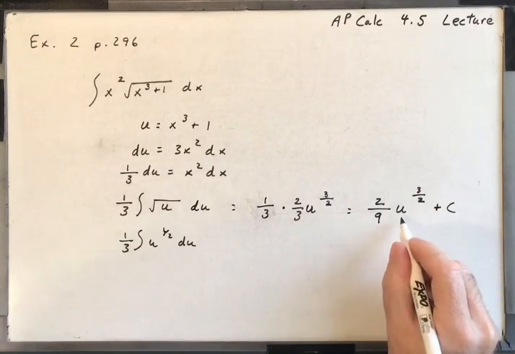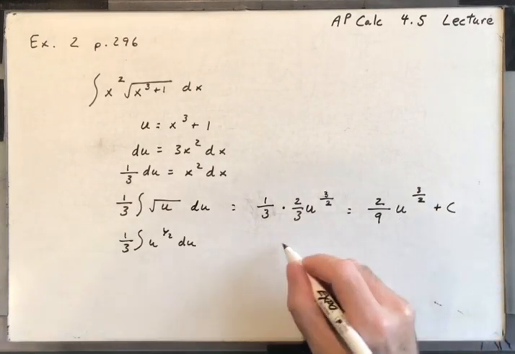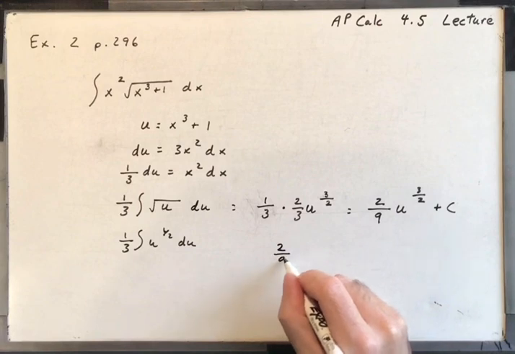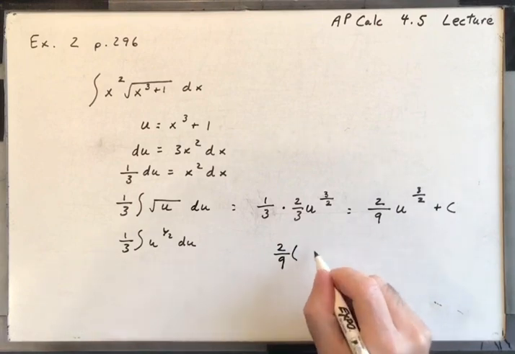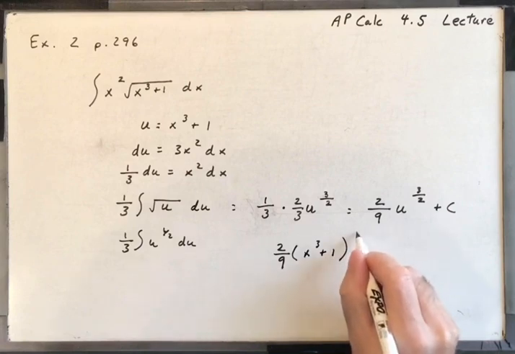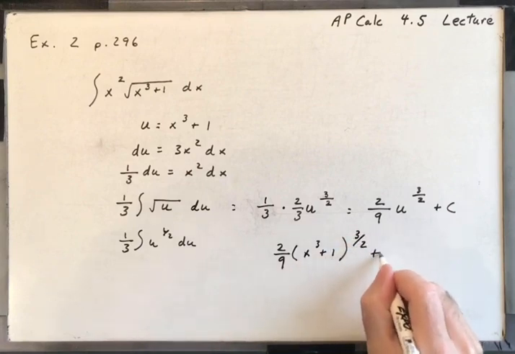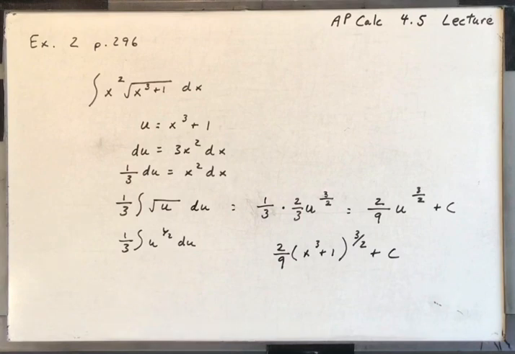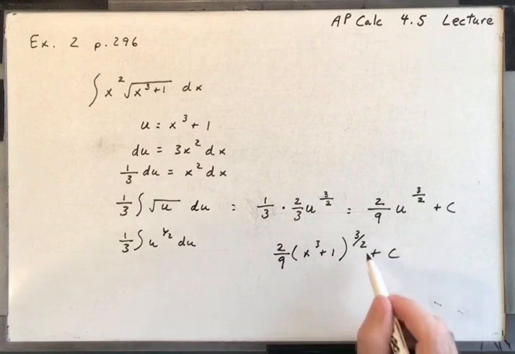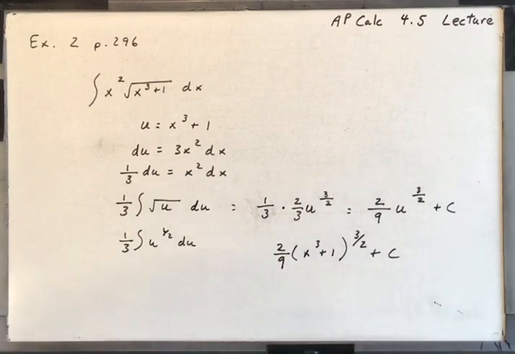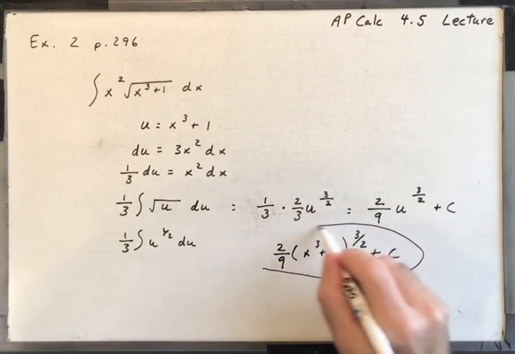You put u in the problem, you've got to take u back out. 2/9, what is u? It's x cubed plus 1, to the 3/2, plus the constant of integration. Could you check? Yes, I will let you check. I'm going to tell you it checks.